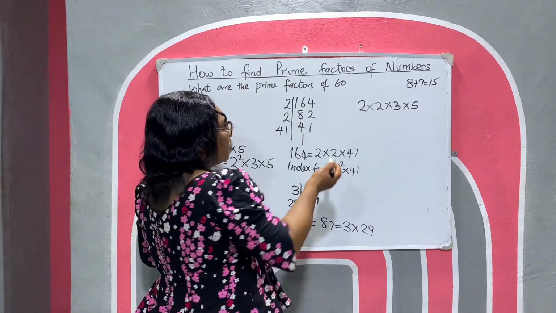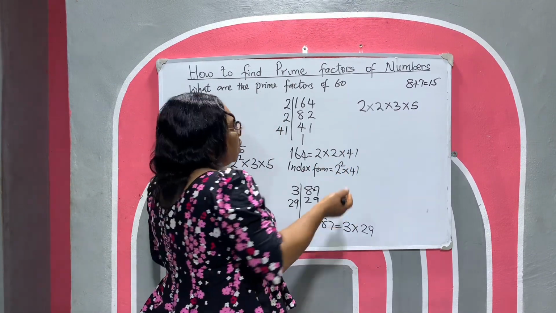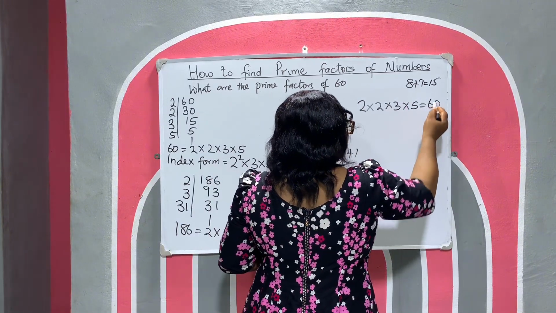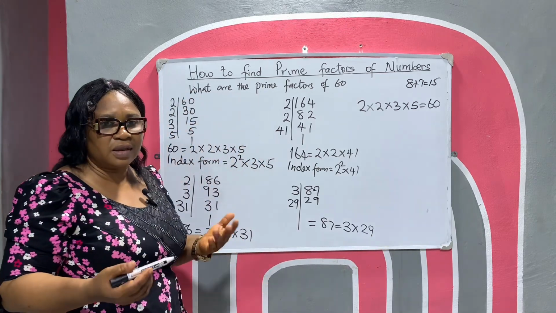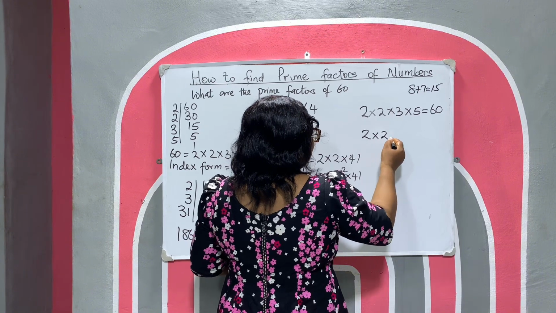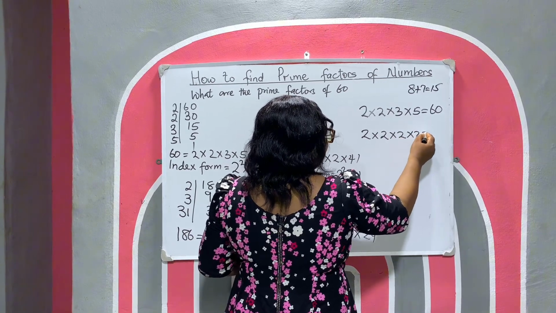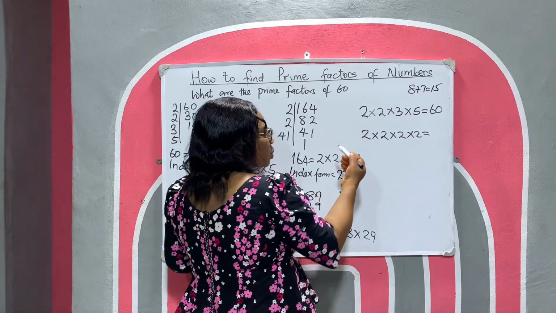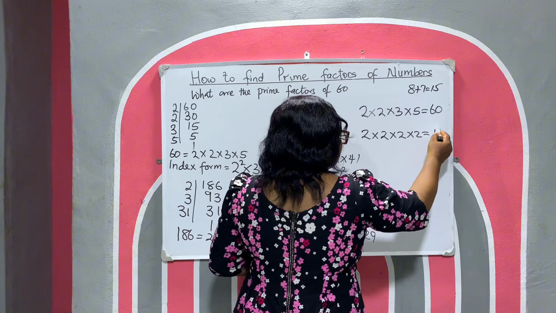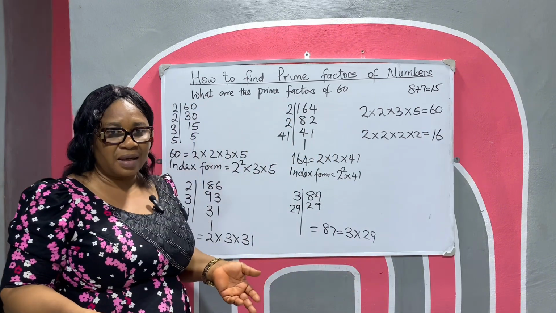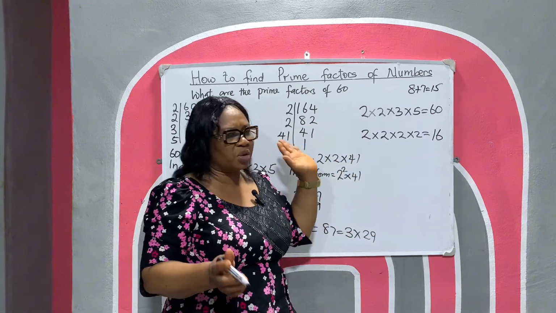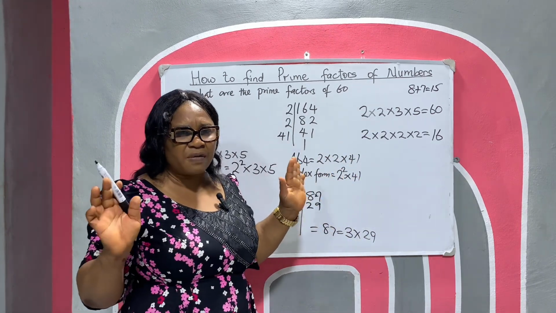You're going to say 2 times 2 will give you 4. 4 times 3 will give you 12. 12 times 5 will give you what? 60. And you know the answer is 60. In case they give you something like 2 times 2 times 2 times 2, 2 times 2 will be 4. 4 times 2, 8. 8 times 2 is what? 16. You know that 16 is the answer. Anytime they give you a series of prime numbers and ask you what is the number, you just multiply out. It's very simple. Do not be afraid of mathematics.